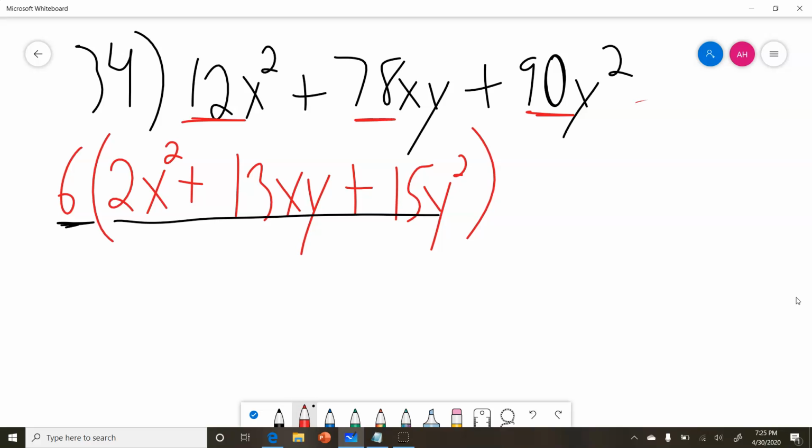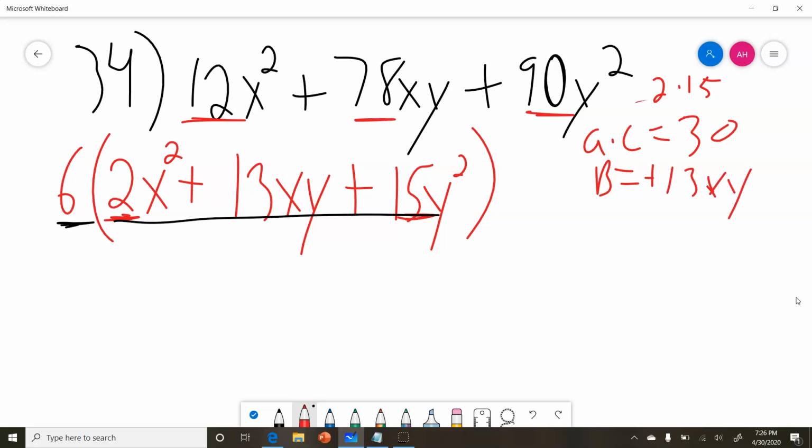And so this is where I use my a times c. So a in this case is 2. So I get 2 times c, which is 15. And it's a plus 15 and a plus 2. So that's going to give me a plus 30, right? You can do that in your head. Now, what am I looking for in the b? The b is a plus 13x and y. So I need two things that when multiplied together are going to give me 30, and then when added together are going to give me 13.